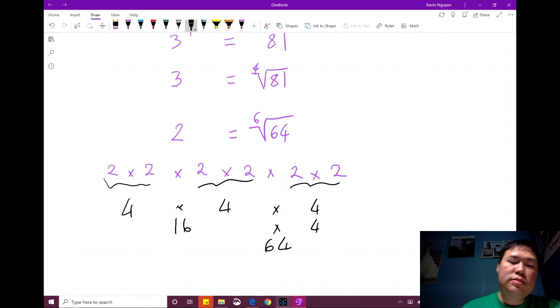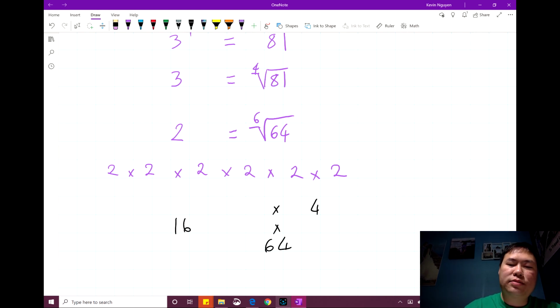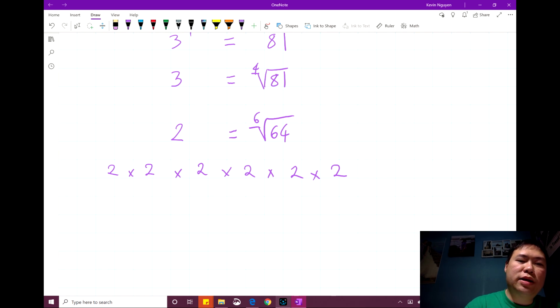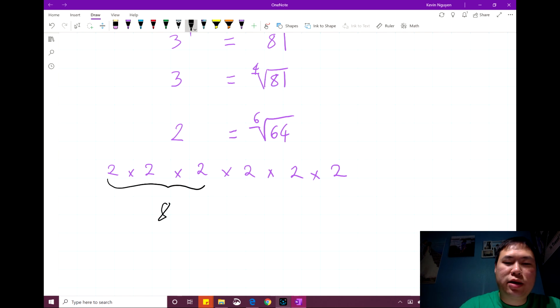Okay, some people, you know, now I think about every 2 numbers together may not be the best. Let's try the other way. What if we do 3 numbers together? When the number is as small as 2, maybe 3 numbers together is better. So that's 8. 2 times 2 times 2 is 8. 2 times 2 is 4. 4 times 2 is 8. That's another 8. Now 8 times 8 is 64. That's a little bit easier.